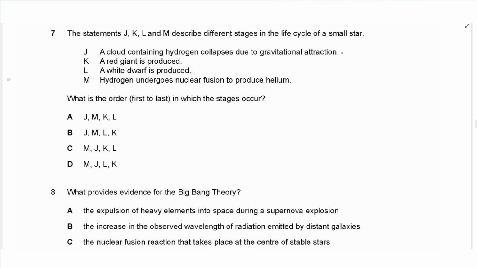At first we have the nebula, which is the hydrogen cloud, which then collapses by attraction as gravitational pull pulls the atoms closer together. They gain speed and fusion starts, and eventually when the fusion of hydrogen ends and the helium fusion starts, a red giant is formed. And when all fusion ends, a white dwarf is formed. This is for a low mass star. So we have J, M, K, then L. So the answer is A.